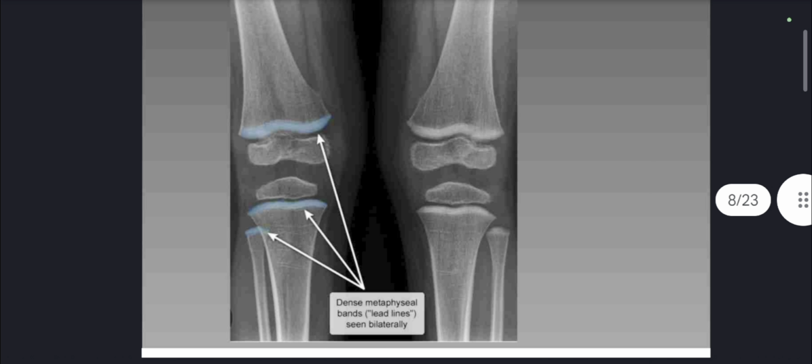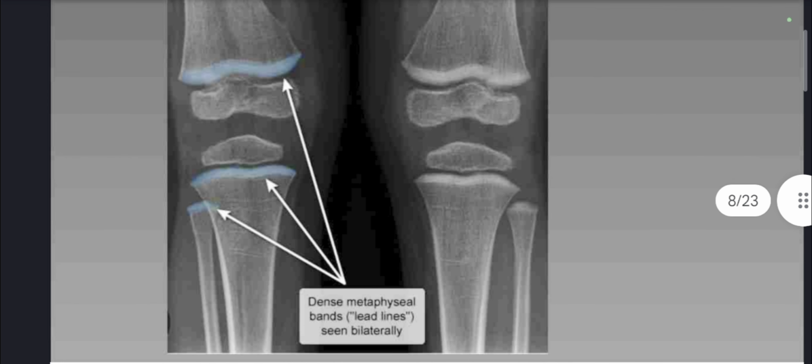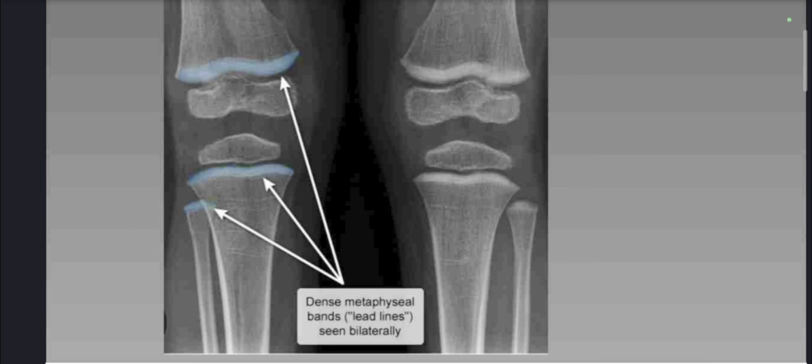This is the image of lead line: dense metaphyseal bands, which are lead lines, seen bilaterally, blue colored in X-ray.